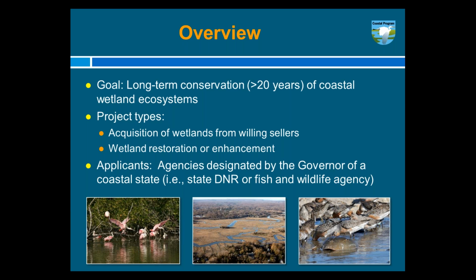The eligible applicants are state agencies designated by the governor of the coastal state, and that usually is a state DNR or Fish and Wildlife Agency. However, these agencies can act as a proxy for NGOs that are interested in getting a grant to do acquisition or restoration. So sometimes the NGO or the land trust or whoever will provide the match and be the third party, and the state is essentially just submitting the application.